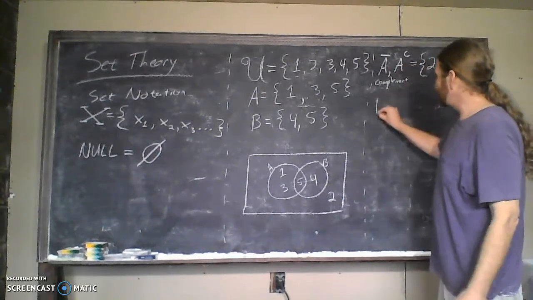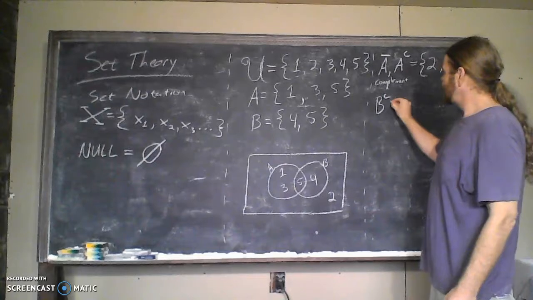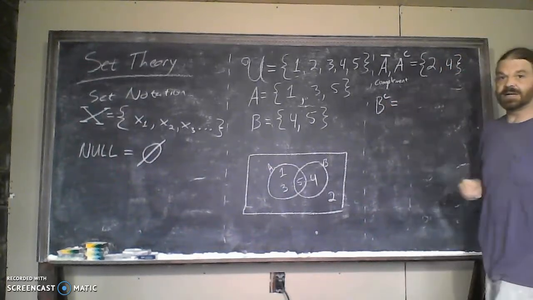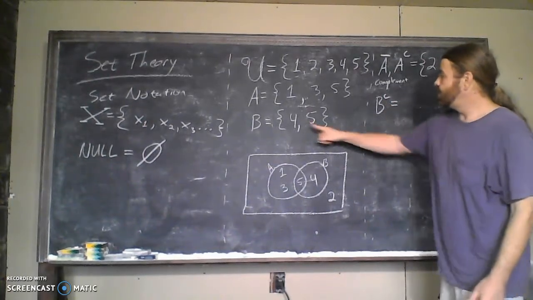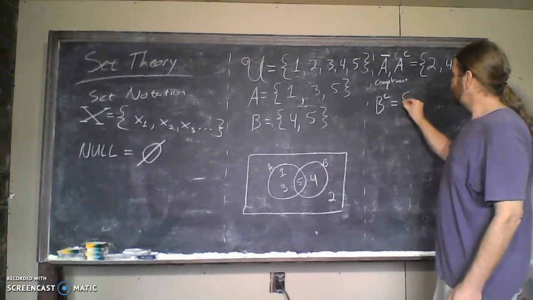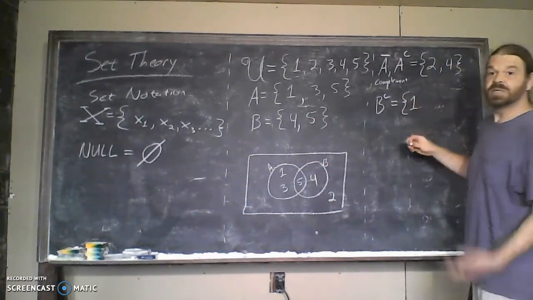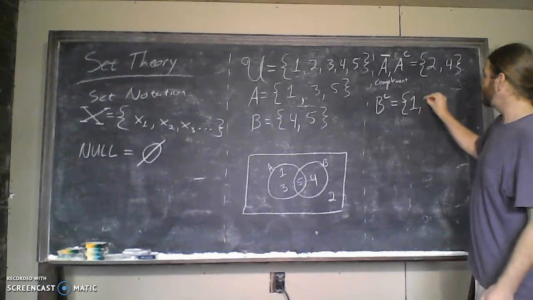So I guess we could also do the complement of B. I think this is the notation the homework uses. So B is 4 and 5, which means the complement of B, what's not in B, would be 1, 2, and 3.